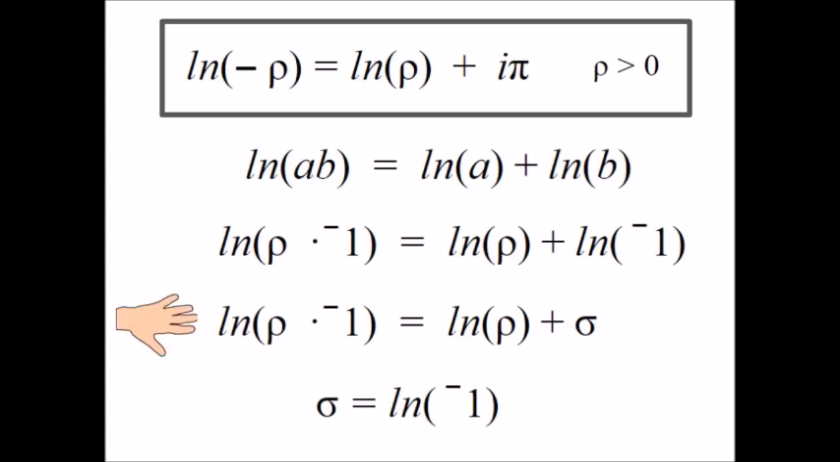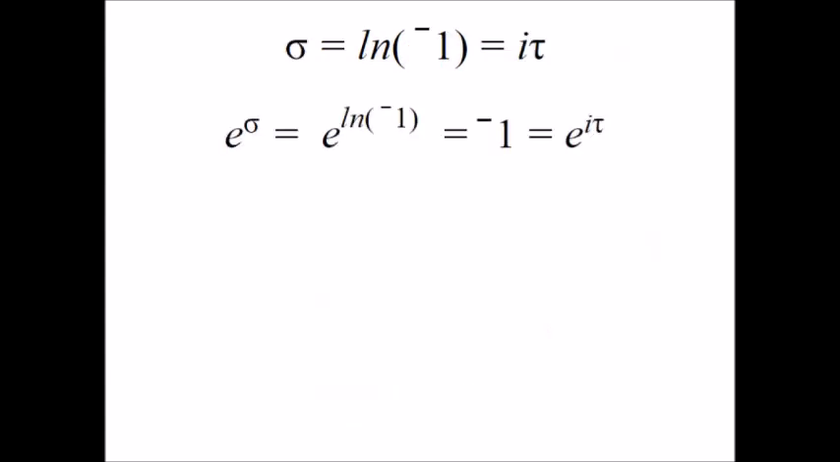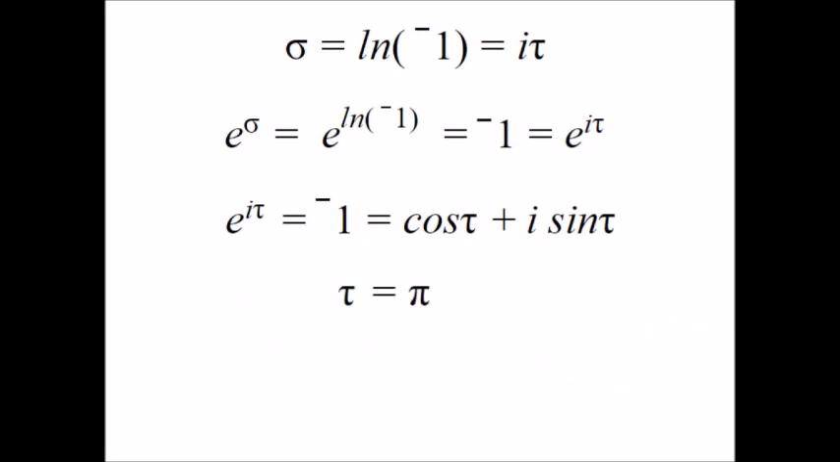And since sigma doesn't exist, we'll call it real number tau times i. e to the i tau equals -1. Sounds familiar? Hey, Euler, get over here. We want cosine tau to give us -1. And we want sine tau to give us 0. So 0i and -1. And when does that happen? Only at the angle pi. Well, not only at the angle pi.